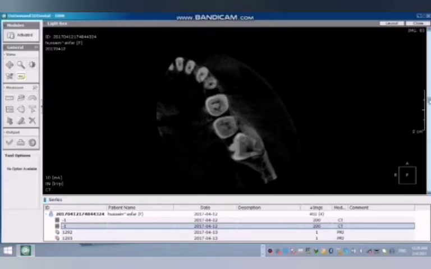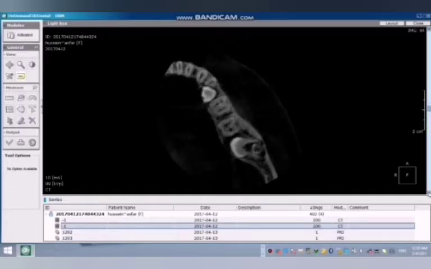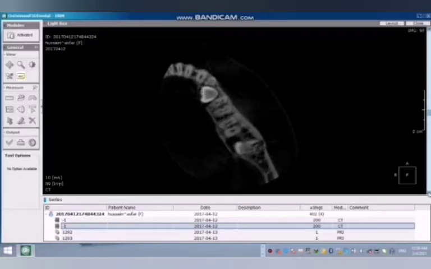Okay, now we are in the lower jaw. What we have here is an impacted third molar. If we keep moving downward, what are we going to find? Okay, we have here an impacted second premolar.